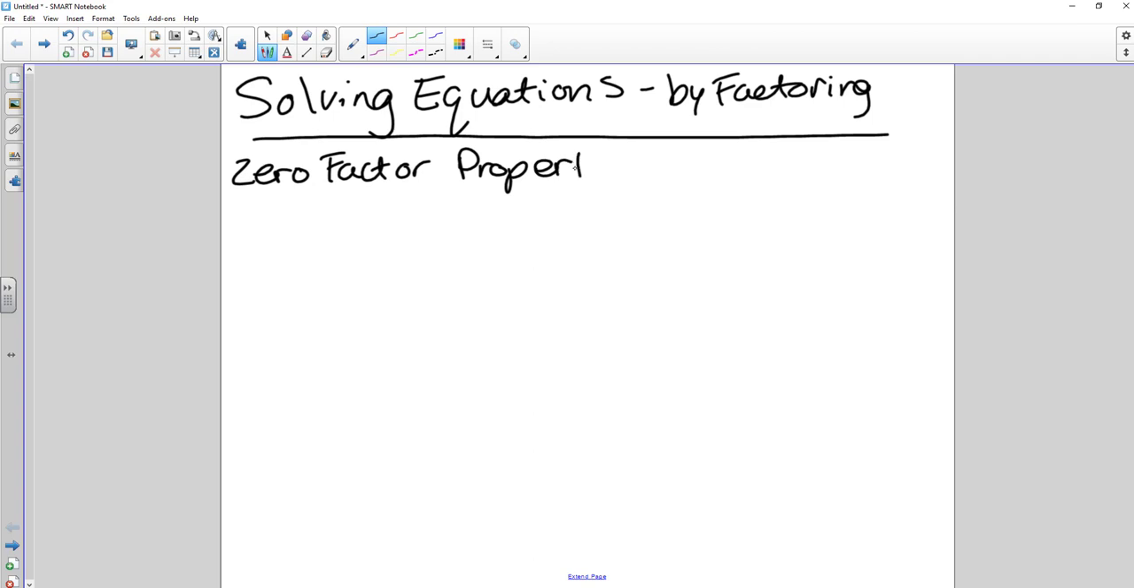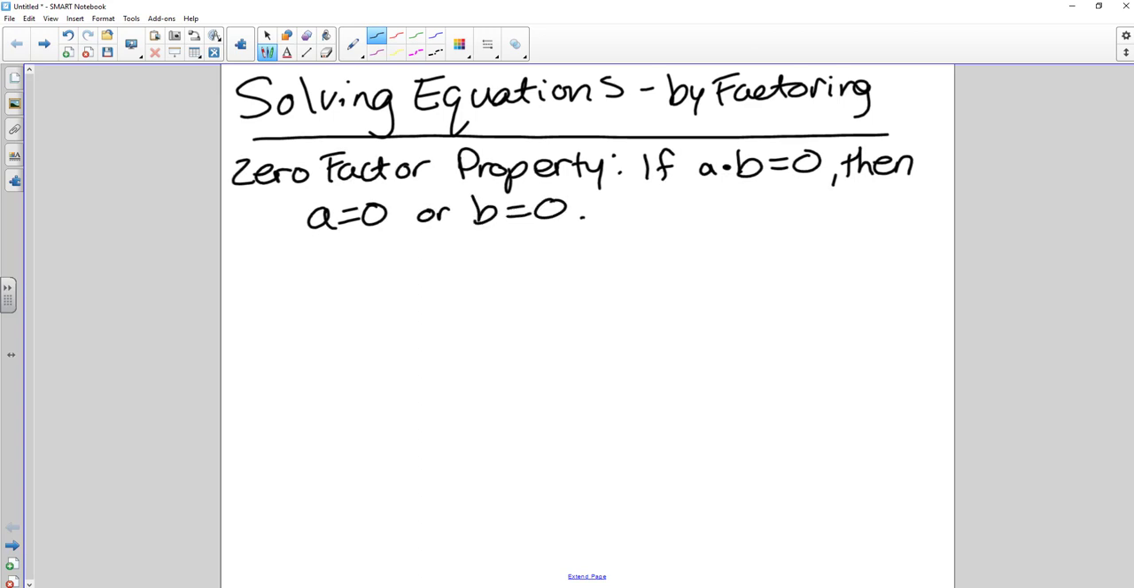And what it says is that if A times B equals 0, then A equals 0 or B equals 0. So let's think about that just with some numbers. Let's say I've got 5 times some number is 0, and let's fill in B. If A is 5, and 5 times some number is 0, what's the only way this can work? The only way is if B is 0. So if A is 5, then B has to be 0.